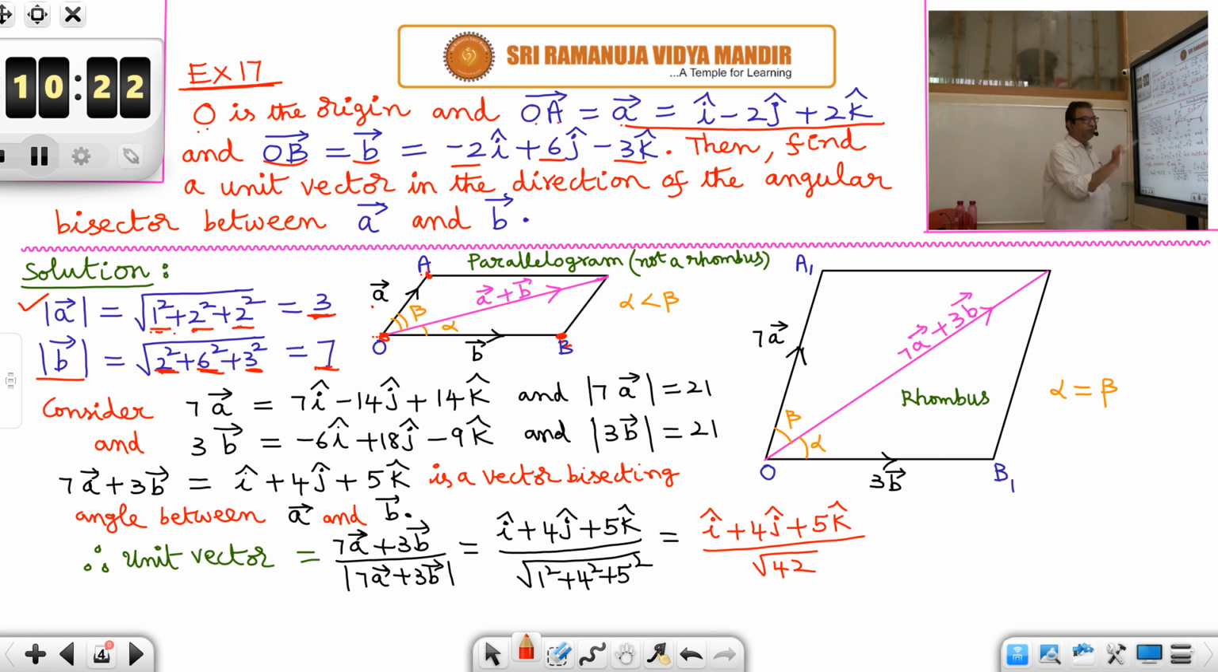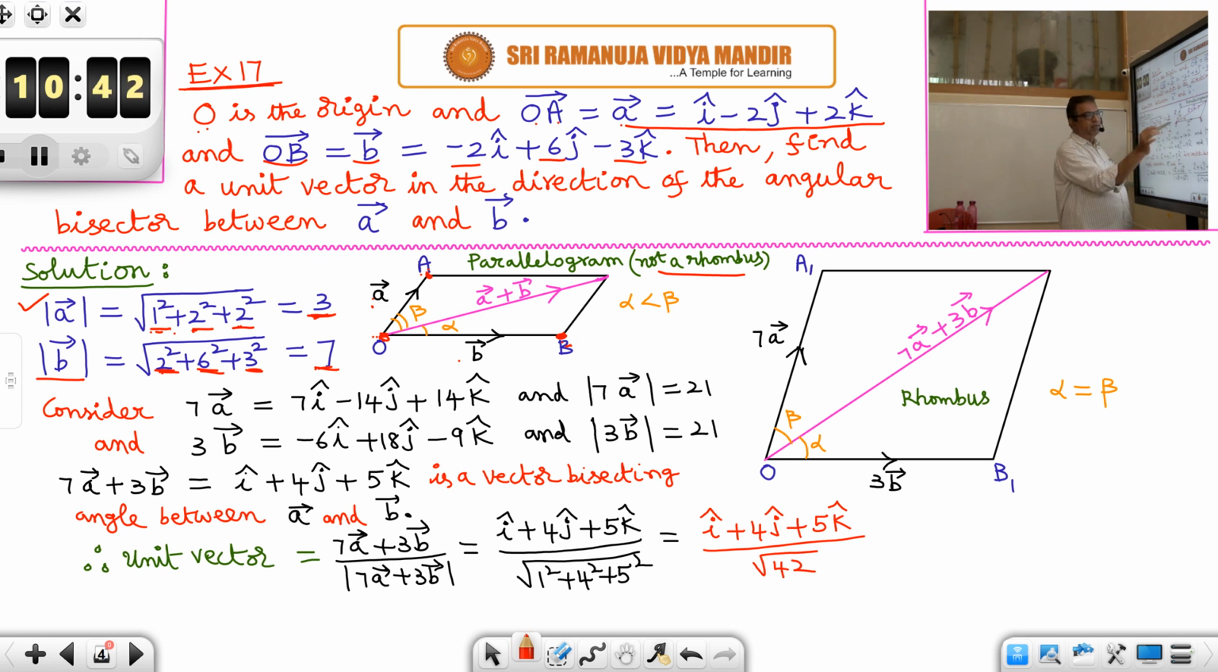Okay. Now if you add A and B, A bar plus B bar, what happens? Let us see. A bar plus B bar I am adding by using the parallelogram law. This is a parallelogram, not a rhombus. Rhombus means all sides will be equal, OA and OB will be equal. Here it is not a rhombus but only a parallelogram.